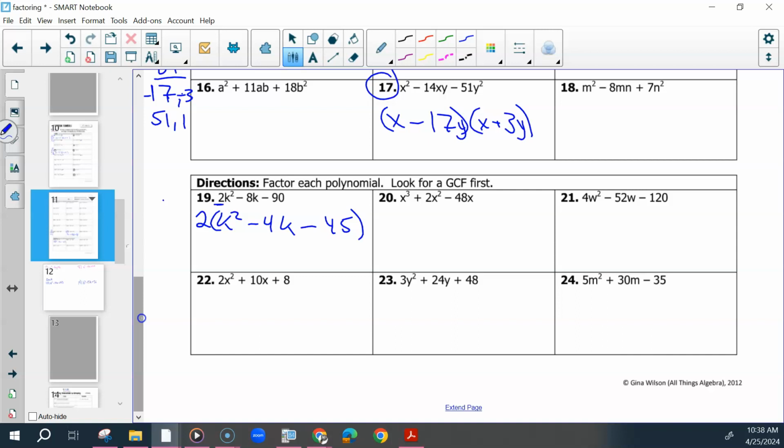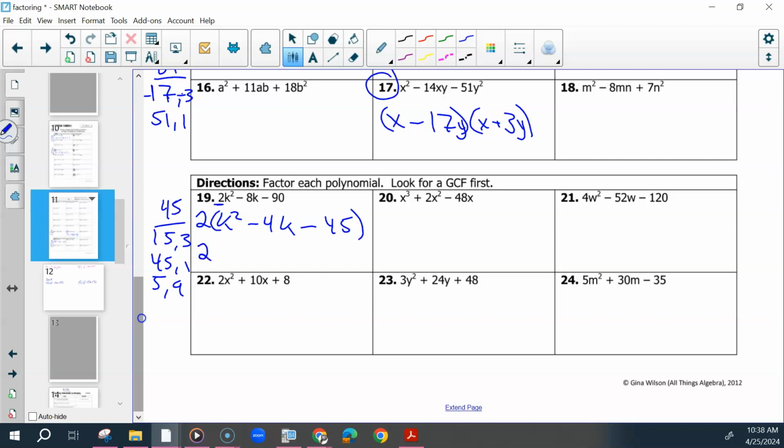Factors of 45. 15 and 3. What others? 5 and 9. 45 and 1. 5 and 9. Would any of those work to give us negative 4? Which one? 5 and 9. We'd have to make one of them negative. Which one would be the negative?